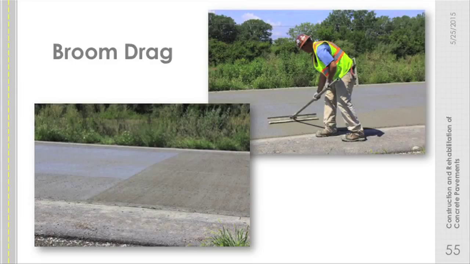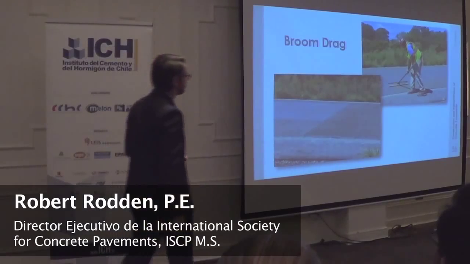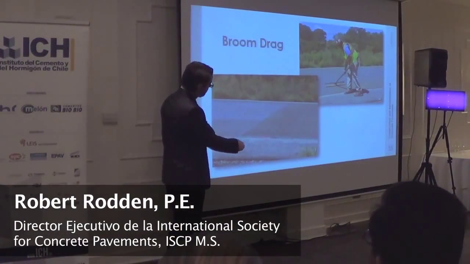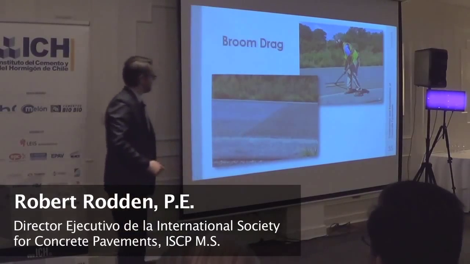Next most abrasive, next step forward is probably a broom texture. It's just a stiff, bristled broom. Drag that back across the pavement, creates just a little bit rougher of a surface. So I had the burlap out front here. This is what the broom texture looks like behind it.